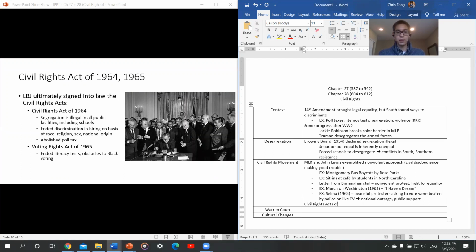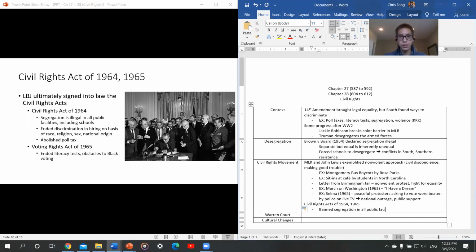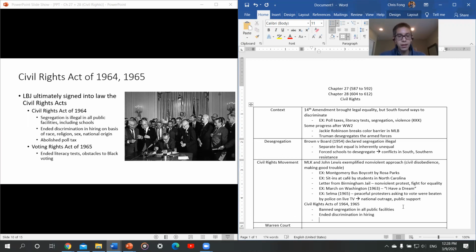So the Civil Rights Act of 1964. In 1965, again, the one in 65 was called the Voting Rights Act, but they're oftentimes called the Civil Rights Acts together. It banned segregation in all public facilities. It ended discrimination in hiring, and it ended obstacles to Black voting, like poll taxes and literacy tests. The Voting Rights Act has protected voters from 1965 up until about 5 years ago.